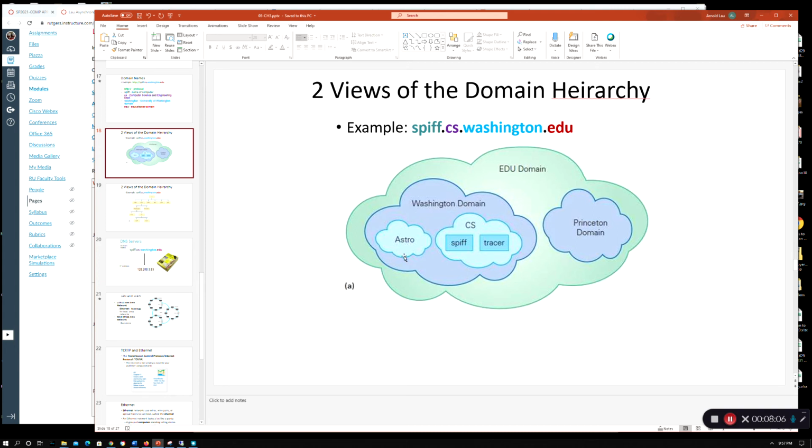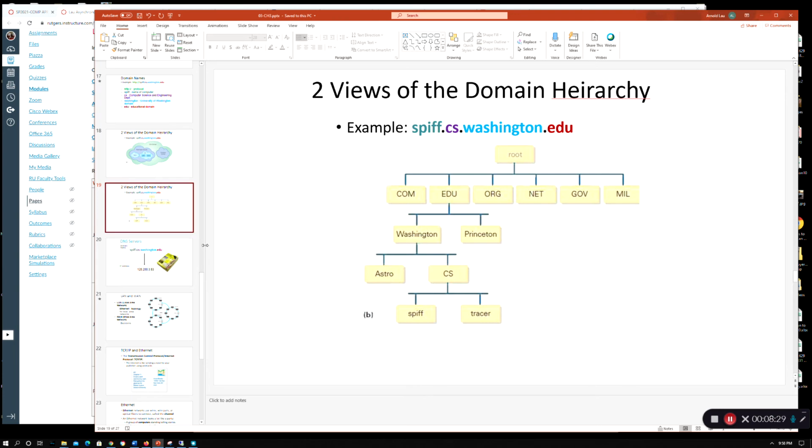So in this case, you drill down to the next level, and you have this with the Astro, and then you have this within the CS. But then if you want to drill down even further to the specific computer or specific address or machine, then you get into that: SPIF and tracer.